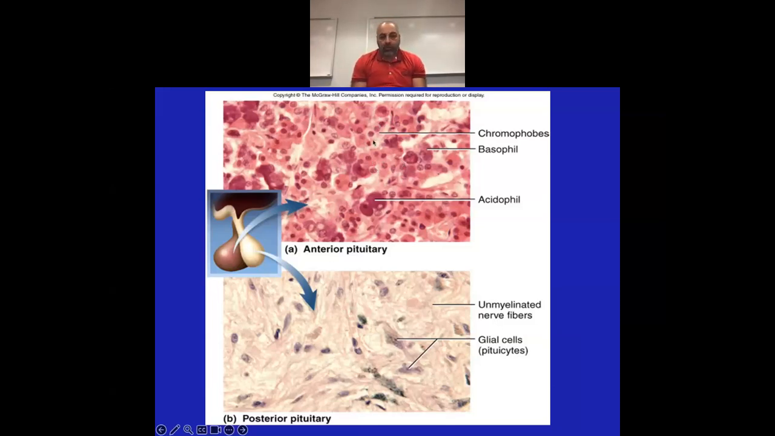When you guys look at these cells, every time I look at a slide, it's stained a little different. So the trick here for lab is to identify the difference in the structure, if you will, or how it's staining. So chromophobes, the cytoplasm and the nucleus do not stain well. Chromophobe, color fear, okay? Acidophil, the cytoplasm stains well, but the nucleus doesn't. Basophil, both stain very well. So it tends to be dark nucleus, dark cytoplasm.